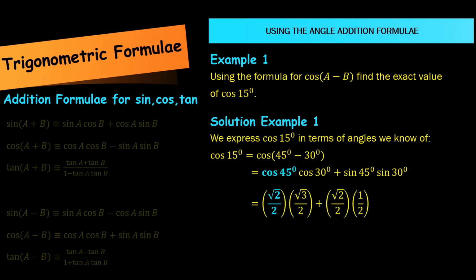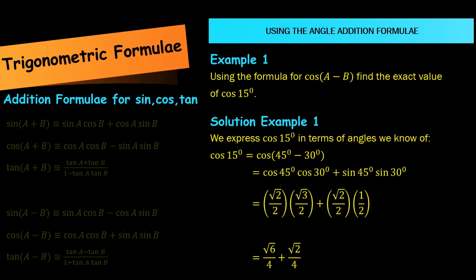We can now replace cos 45 degrees by root 2 over 2, cos 30 degrees by root 3 over 2, sine 45 degrees by root 2 over 2, and sine 30 degrees by 1/2. Tidying up gives us root 6 over 4 plus root 2 over 4, which is equal to root 6 plus root 2 all over 4.